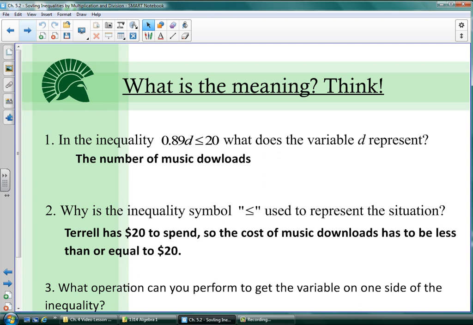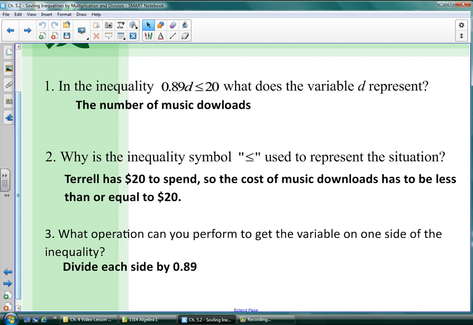Well, it represents the number of music downloads he can have. And why is the inequality symbol less than or equal to used to represent the situation? Well, Terrell has $20 to spend. So the cost of the music downloads has to be less than or equal to the amount of money he has, which is $20. What operation can you perform to get the variable on one side of the inequality?